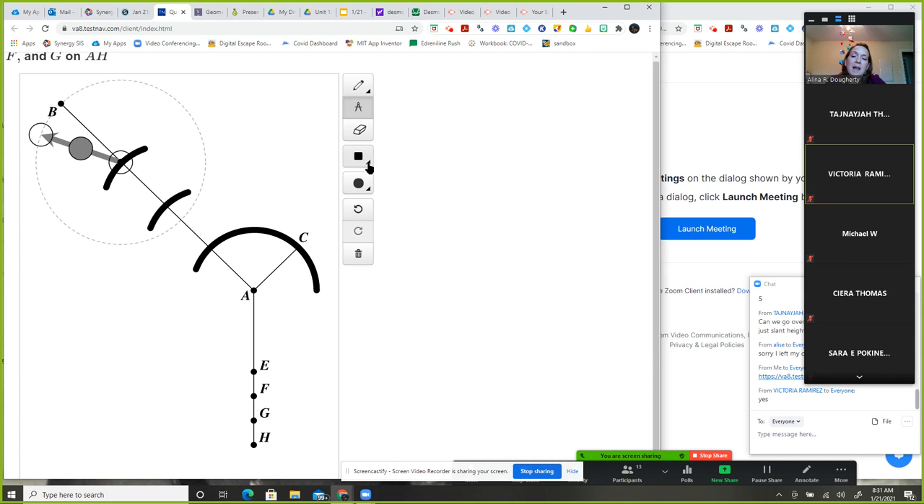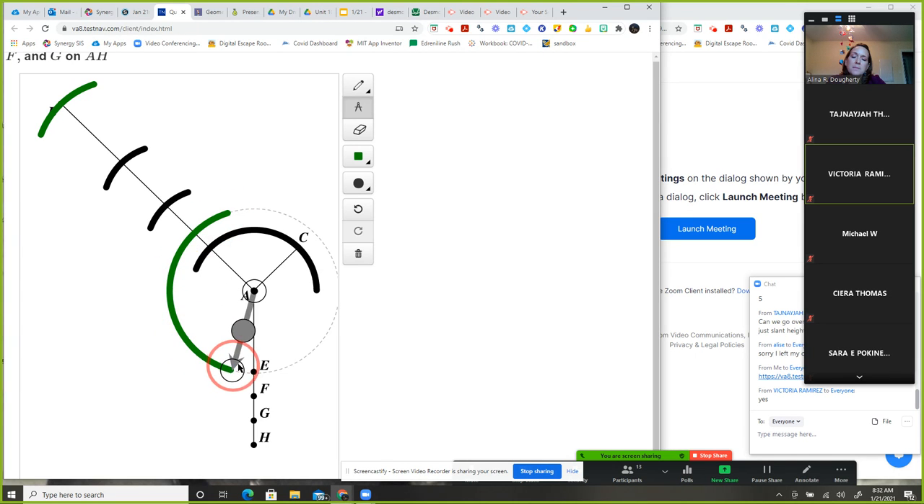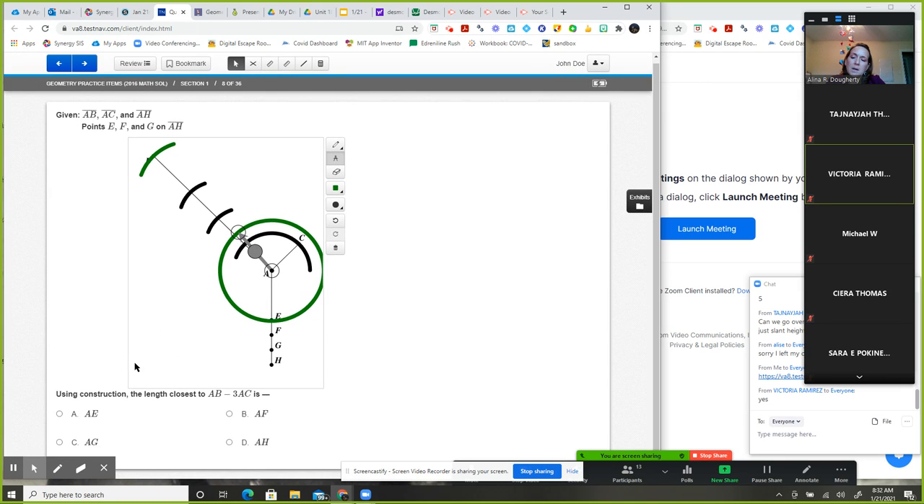The distance that's left, and I can change the color of this, is what I want to measure. So I want to know how far it is from the black line to the green line. So now I'm going to move my compass one more time back down to A. And that looks like it's going to go through E. So my answer here is going to be AE.